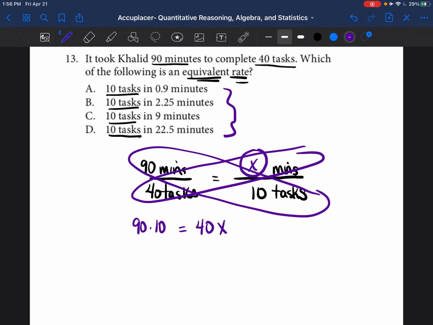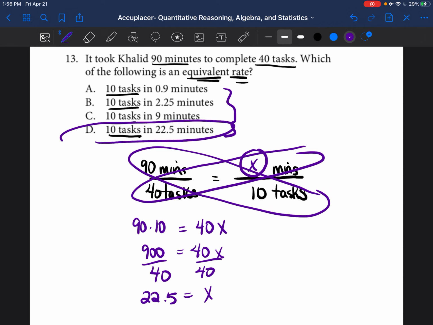So 90 times 10 is 900, which is equal to 40x. And we're going to divide both sides by 40 in order to get the x by itself. And the x is going to be equal to 22.5. So my answer is going to be D. 10 tasks in 22.5 minutes.